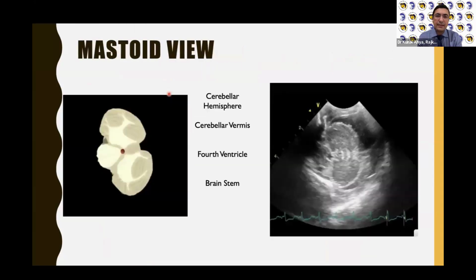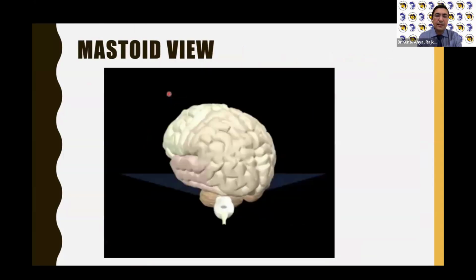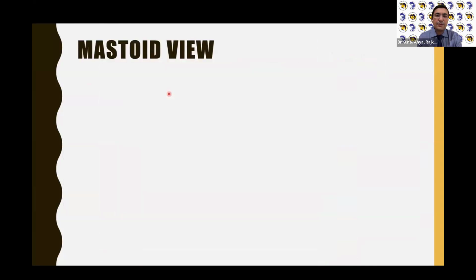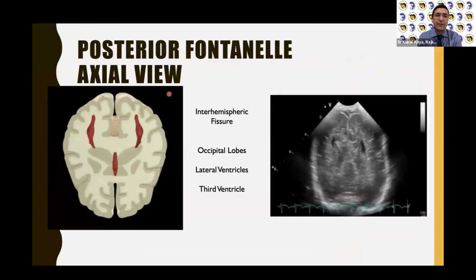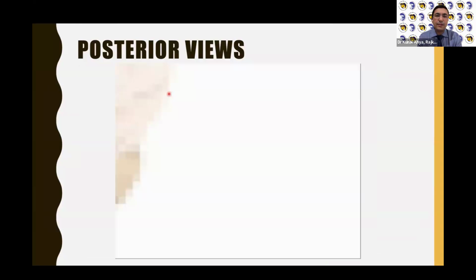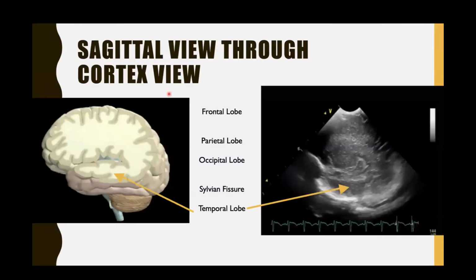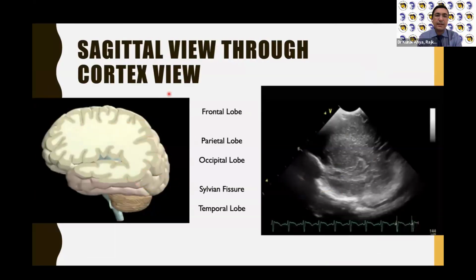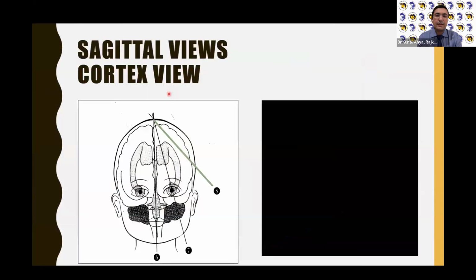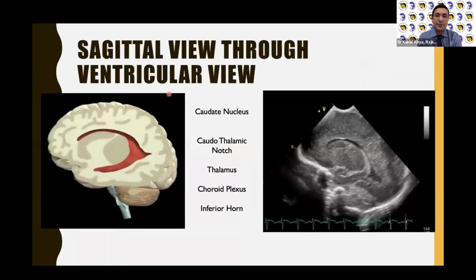So you have to take the image in the sagittal view. So first you need to identify the true sagittal view. Then you have to move it laterally. Okay. So that is the second view.